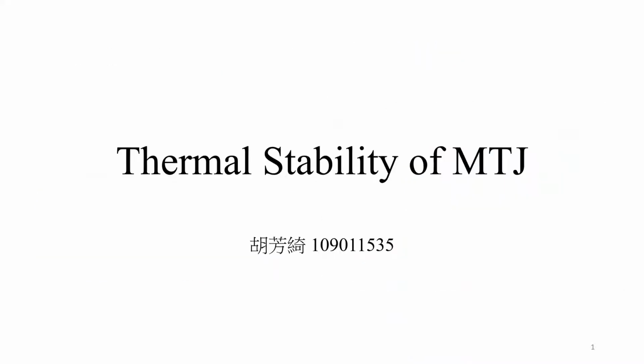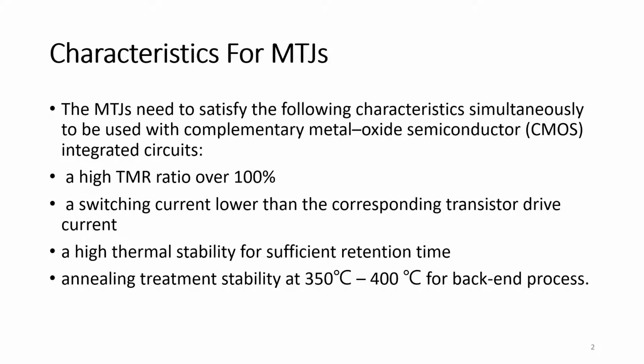In this part, I'm going to introduce the definition, challenges, and the methods to induce higher thermal stability of the MTJ. Here are the four characteristics that MTJs need to satisfy. The first is a high TMR ratio over 100%, and the second is a switching current lower than the corresponding transistor drive current. The third is high thermal stability for sufficient retention time. The last one is annealing treatment stability.